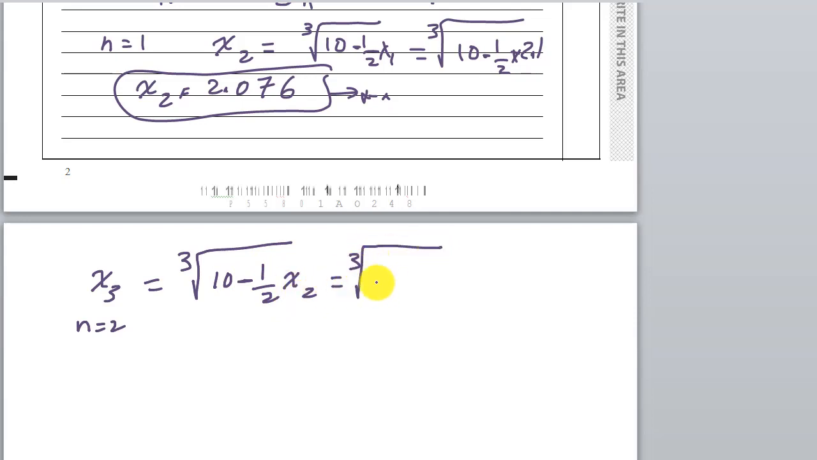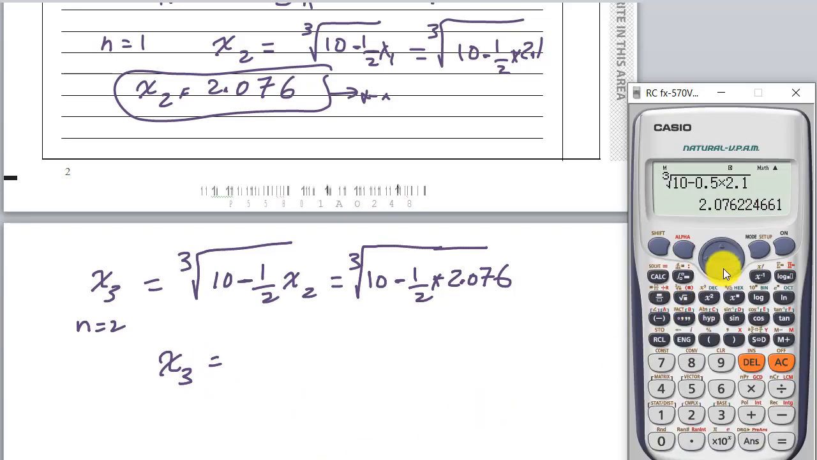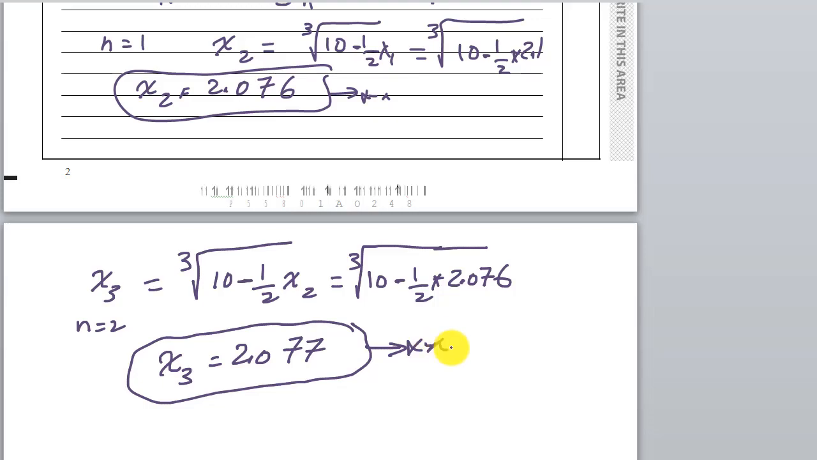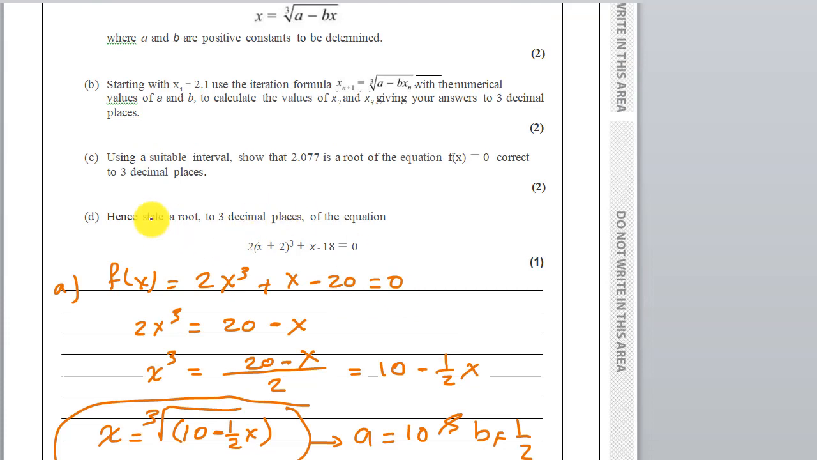So 10 minus half multiplied by 2.076. So x3 equals, let us go to our calculator. Now go back here, multiplied by answer. So it's equal to 2.077, and this is x3. Okay. Let us go ahead to the third part.